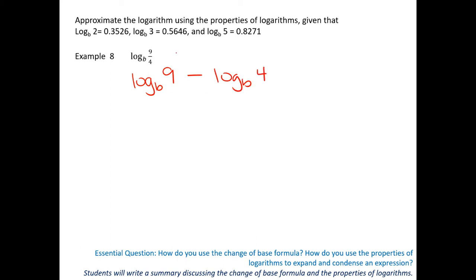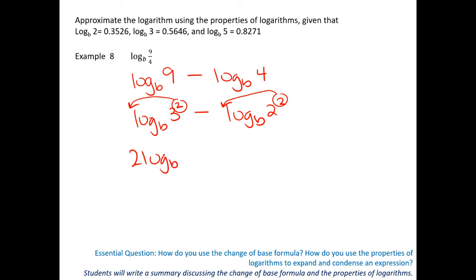Then I still need to rewrite these so that they are 2s and 3s. So one more time, I'm going to change 9, I'm going to use my exponents here, or my powers. I'm going to say log base b of 3 squared minus log base b of 2 squared. And then I get to plop twice. So put that 2 in front. Put that 2 in front. So I have 2 log base b of 3 minus 2 log base b of 2.